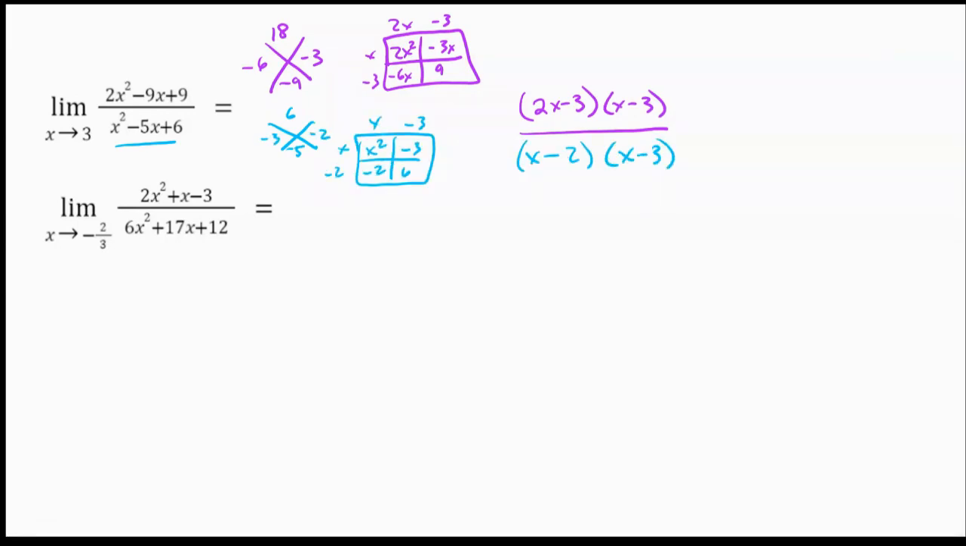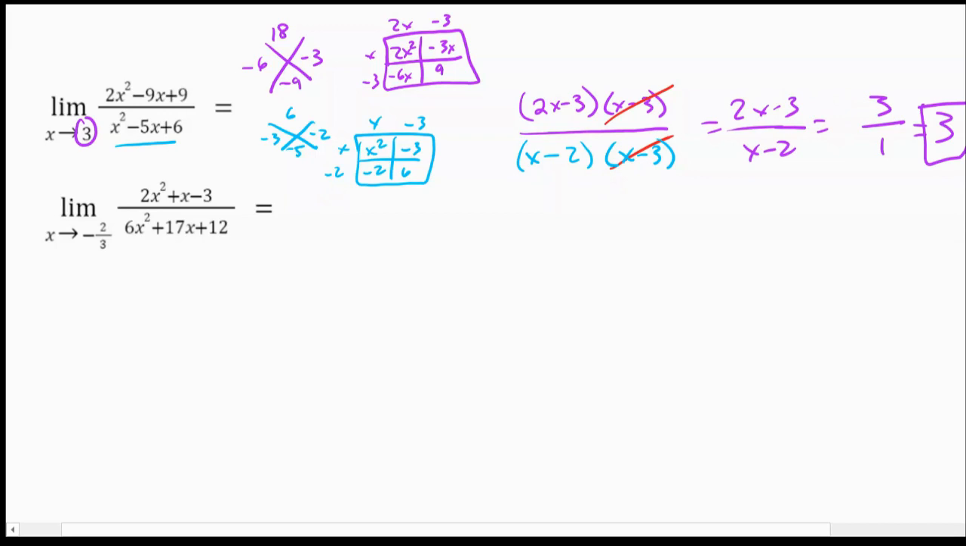All right, so once I've factored this, I see that my x minus 3 over x minus 3 cancel, and so I'm left with just 2x minus 3 over x minus 2. Now, when I try plugging 3 in again, I get 2 times 3, which is 6, minus 3 is 3, over 3 minus 2, which is 1, and so I get a number, and that is what the value of my limit is.